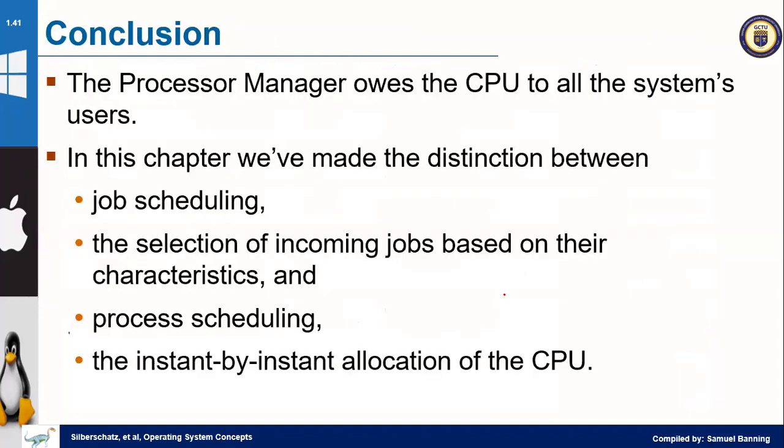In conclusion, the processor manager owes the CPU to all the system's users. So the CPU cannot be monopolized by one user. In this chapter, we've made the distinction between job scheduling, the selection of incoming jobs based on their characteristics, and process scheduling, the instant by instant allocation of the CPU using the time slice or the CPU timeline.